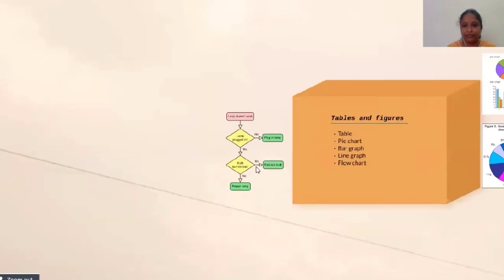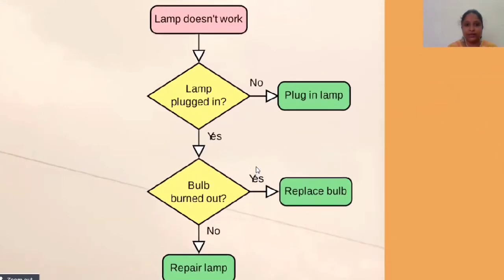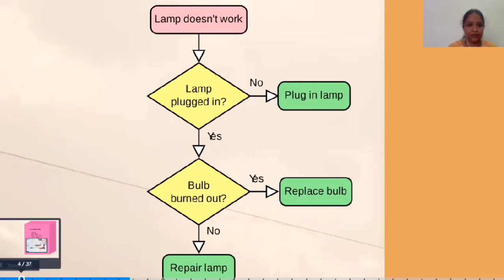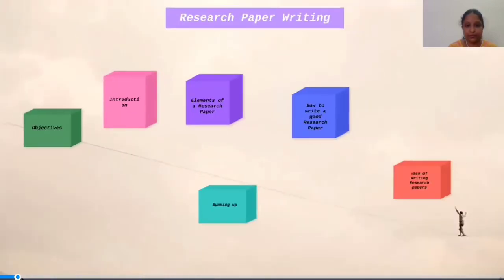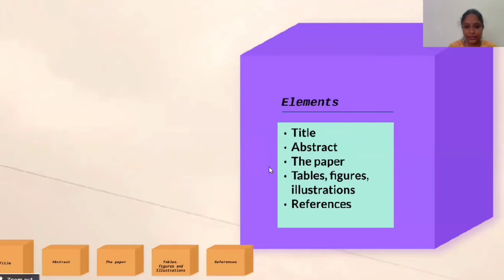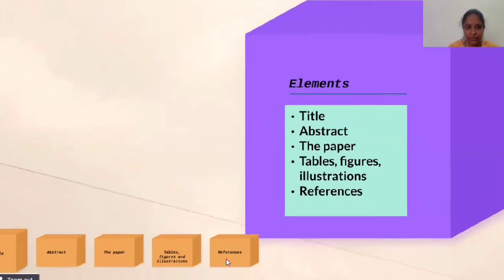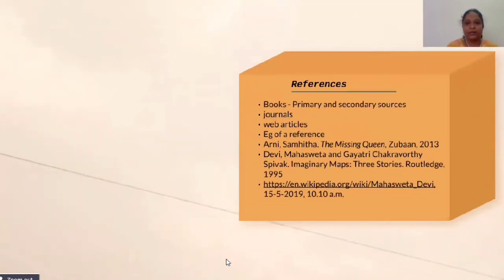And this is the example of a flow chart. See, one point leads to the other, right? So this is called a flow chart. You can also represent your data in the form of a flow chart. So these are the elements of a research paper. And now we'll look at the references.